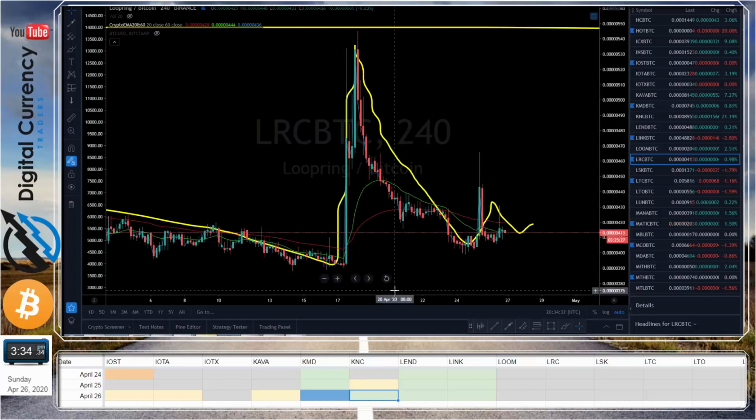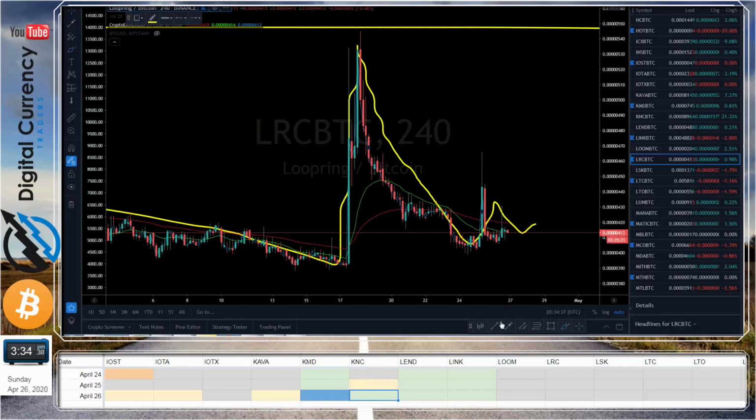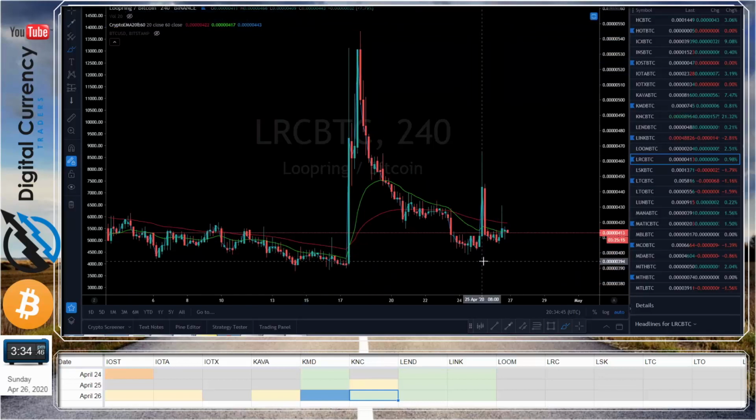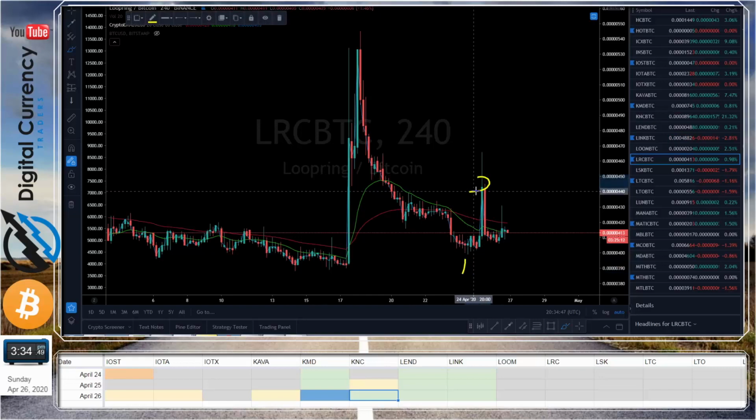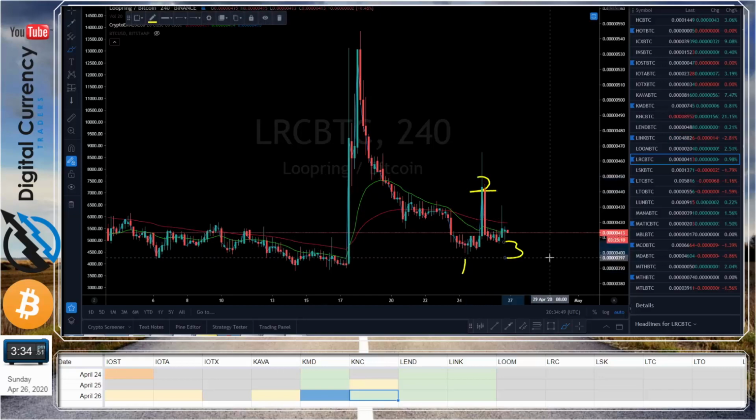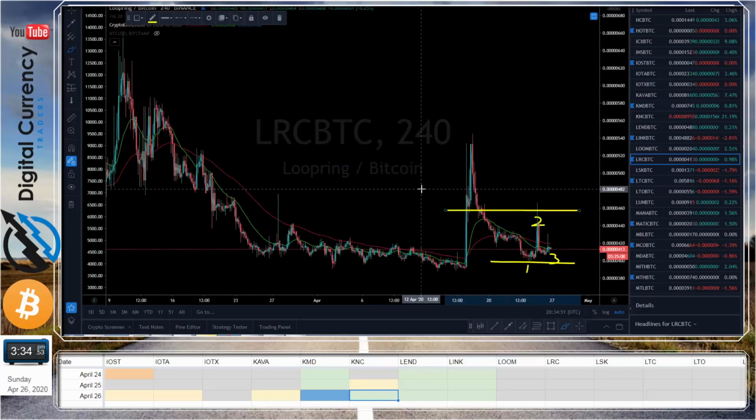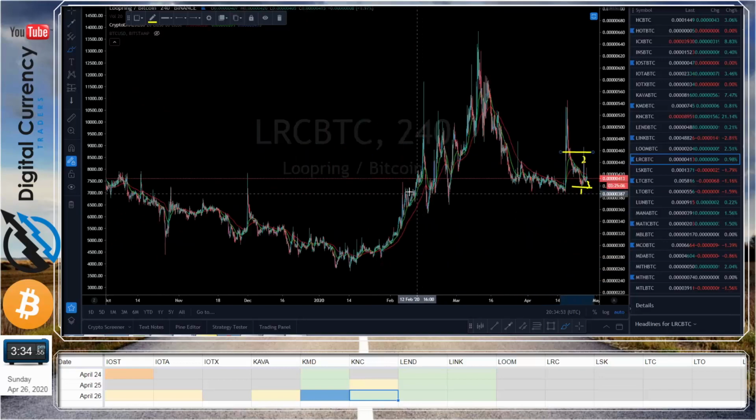So now we have the 1, 2, 3 we're talking about there. So we have the number 1 point here. We have the number 2 point here, and we have the number 3 point here, but we can also see that this is its own little internal 1, 2, 3. And so I can use this as my risk to reward ratio measurement spot.